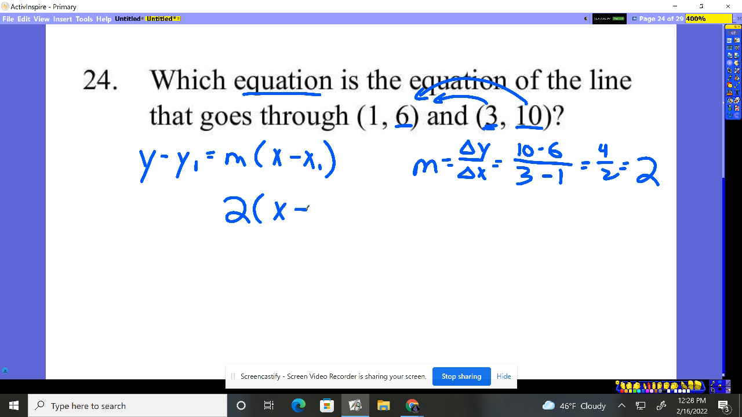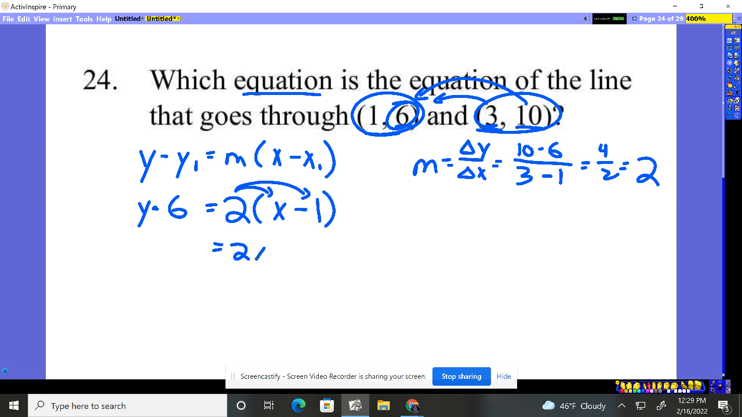x minus, who's the x sub 1? You can either use this as your x sub 1 and y sub 1 or the (3, 10). I'm going to use (1, 6). So my x sub 1 is a 1. Over here, y minus, who's your y sub 1? That's a 6. And now I'm going to distribute through.